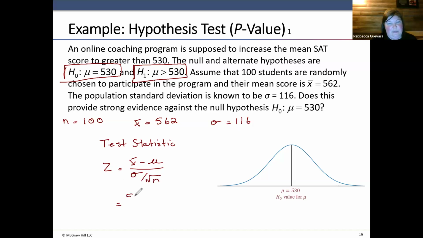For that z-score, we had a mean of 562. The null hypothesis says it should be 530. We know the population standard deviation is 116, and my sample size was 100. So when we did this last time, we got 2.76. So we're still going to be looking at that score, and we know that it's way up here somewhere. That's what we had figured out. What we want to know is, what is the actual probability that I would randomly get a sample mean of 562?